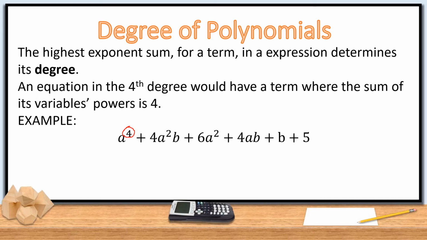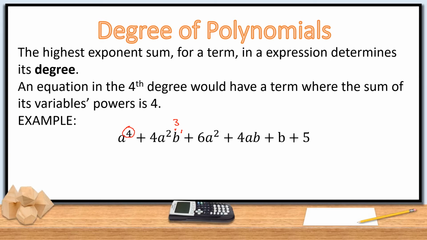The second term is the 4a squared b. A is to the power of 2, b is to the power of 1. Added together, that would be a 3. So just be aware of that. This is not just a squared because that's the highest number. We take the exponents of the term, so every variable in the term, add those together.